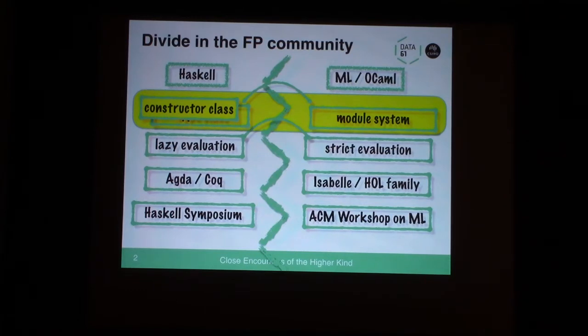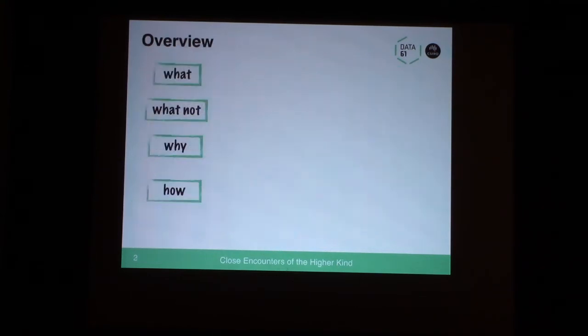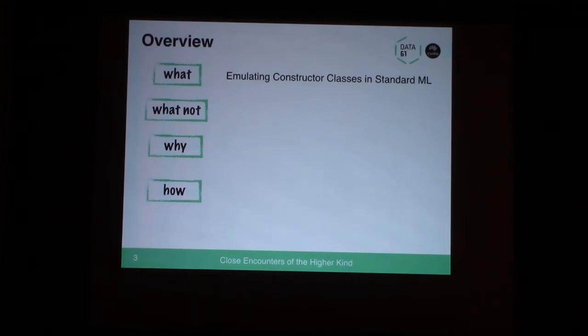So maybe some young people are not familiar with the word constructor class. Constructor classes are class mechanisms based on type constructors, such as list and option. Famous examples would be monad and applicative. So the subtitle of this presentation is Emulating Constructor Classes in Standard ML. To be more precise, I'm talking about how to do that without changing the language.